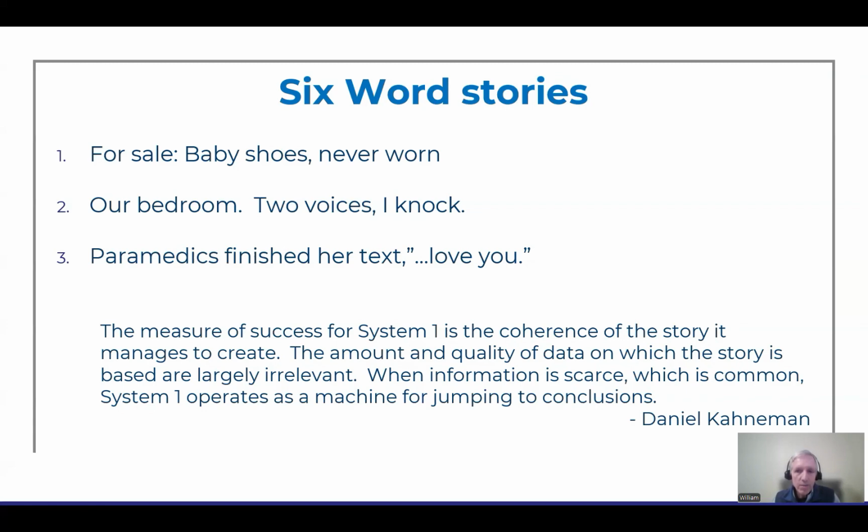When information is scarce, which is common, System one acts as a machine for jumping to conclusions. Now just think about that for a minute. When you don't have a lot of information, which is very often, System one is a machine for jumping to conclusions. That's what you did, right? When you saw "for sale baby shoes never worn," you jumped to a whole series of conclusions, right or wrong. You couldn't help but do it. That's what's so interesting about this System one versus System two.